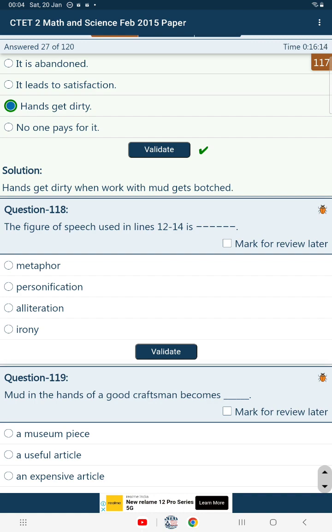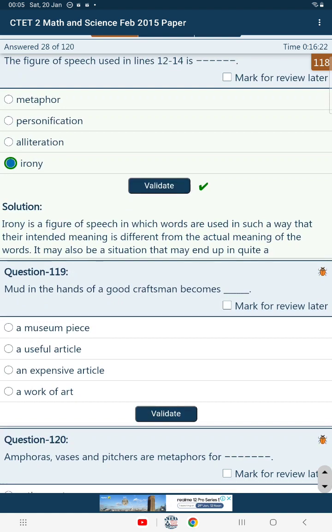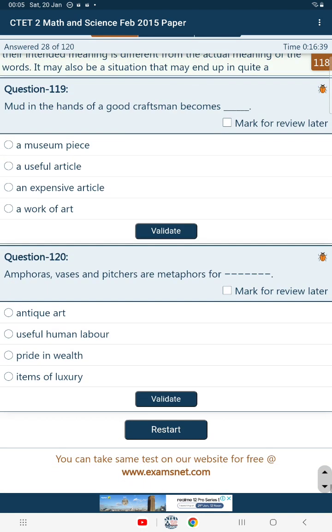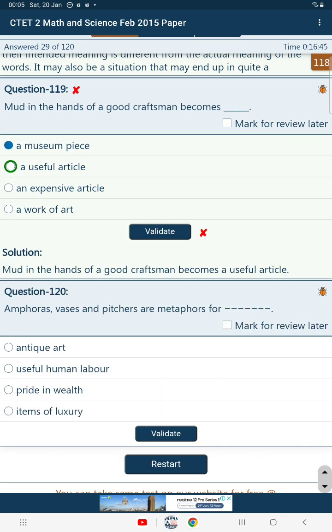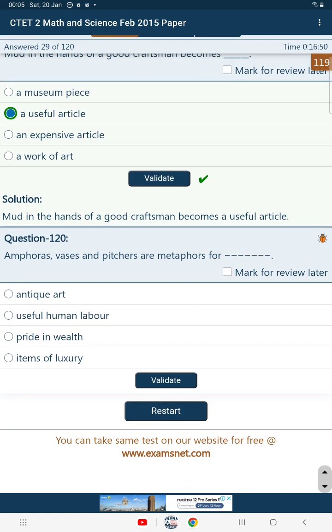The figure of speech used in lines 12 to 14 is metaphor. Irony is the figure of speech in which words are used in such a way that their intended meaning is different from the actual meaning of the words. It may also be a situation. Mud in the hands of a good craftsman becomes useful articles.